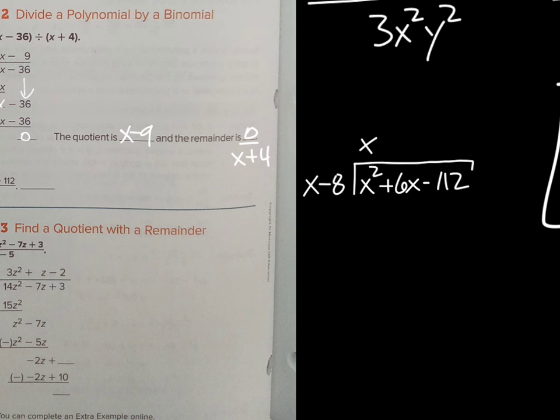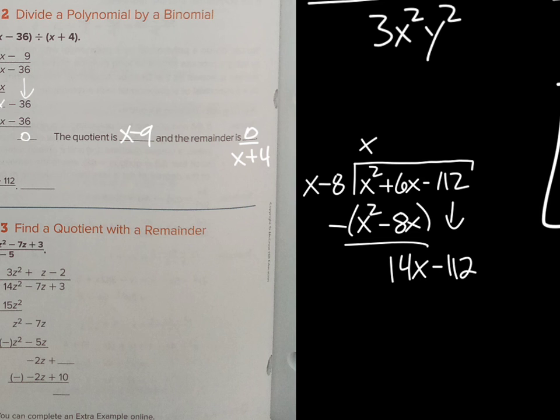Now we multiply. X times x is x squared. X times -8 is -8x. Now we're subtracting. X squared minus x squared is gone. 6 minus a -8 is positive 14x. We bring down the -112. And now this process restarts. What times x gives you 14x? Well, that should be 14. So a positive 14.